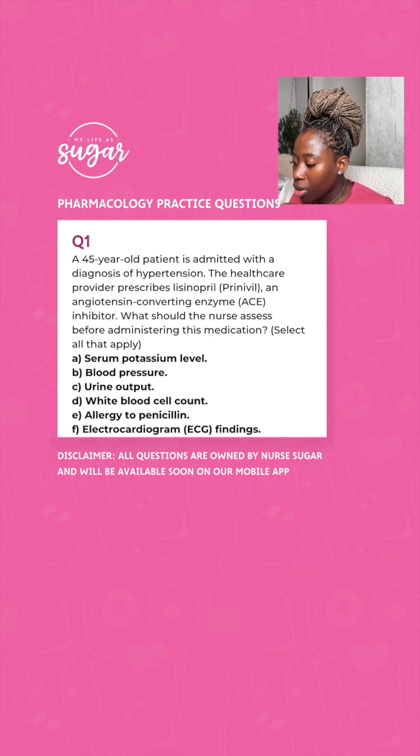A 45-year-old patient is admitted with diagnosis of hypertension. The healthcare provider prescribed lisinopril, an ACE inhibitor, right? What should the nurse assess for before administering this medication? A, serum potassium level. B, blood pressure. C, urine output. D, white blood cell count. E, allergy to penicillin. F, the ECG findings. And this is select all that apply.